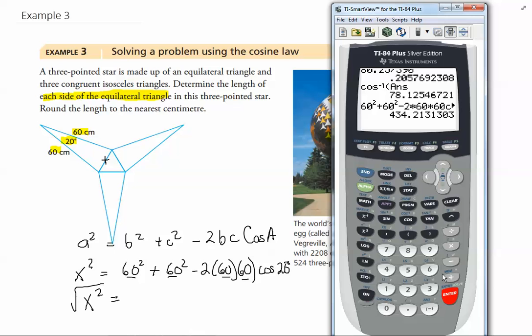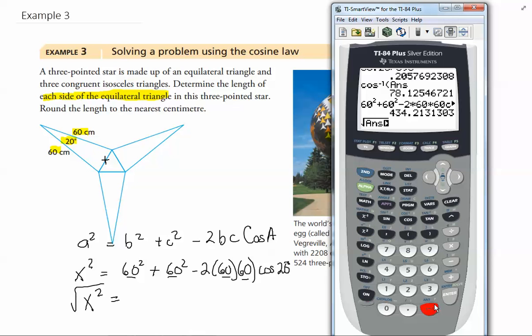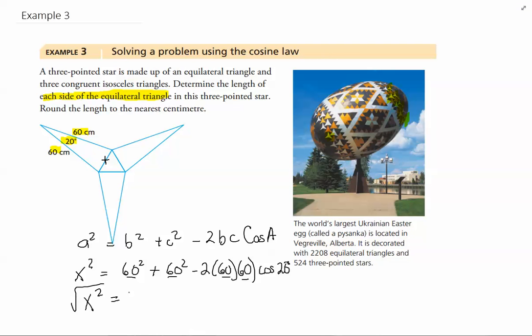Calculate it. So we have 434. Again, remember this needs to be square rooted. So we go second and square root. So second and x squared to get the root. Second and negative to pull in our answer. And that's 20.8 centimeters. So x is equal to, again, catch our rounding to the nearest centimeter. That's 21 centimeters.